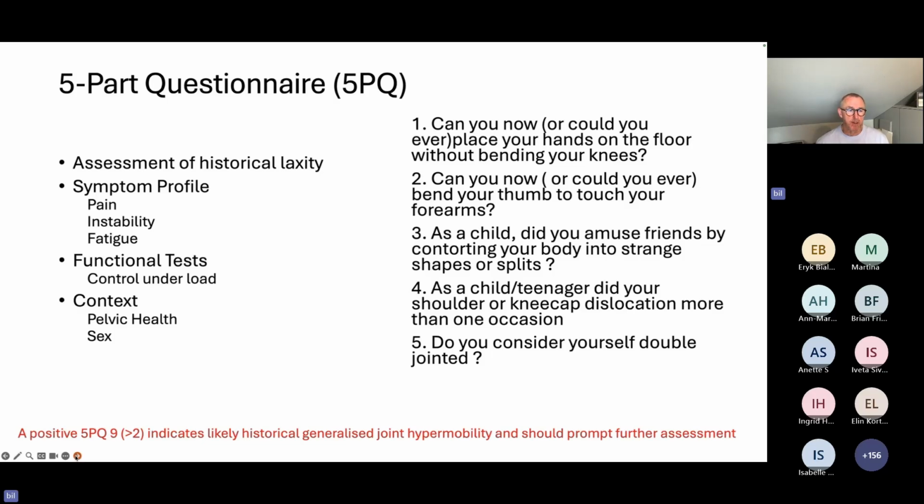And a positive 5PQ test is greater than 2. It likely indicates a historical generalized joint hypermobility and should prompt further assessment. We should be looking at these patients a bit more.